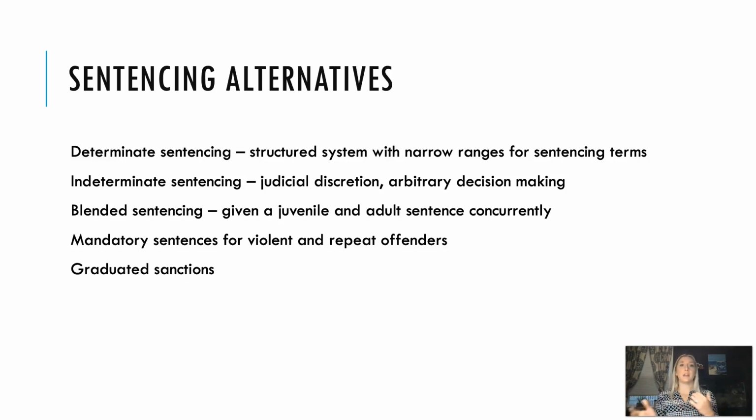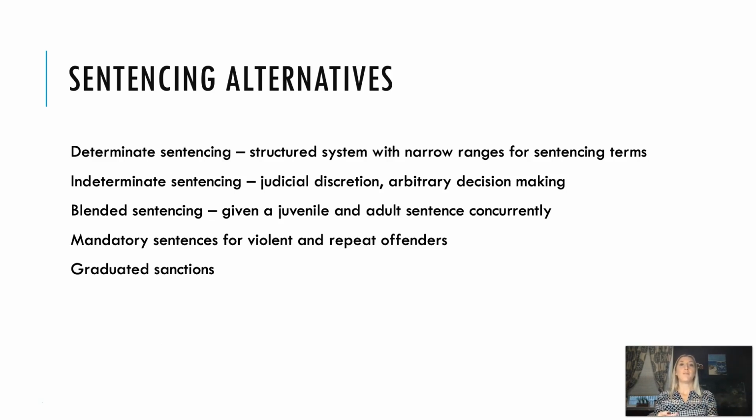In recent years, juvenile court has switched to a determinate sentencing type, which is a more structured system that has narrow ranges for sentencing terms so that a youth knows what to expect. We also have blended sentencing used in certain states, where a juvenile is given both a juvenile and an adult sentence concurrently. Again, we're going to discuss that in Chapter 7 when we talk about transfer.